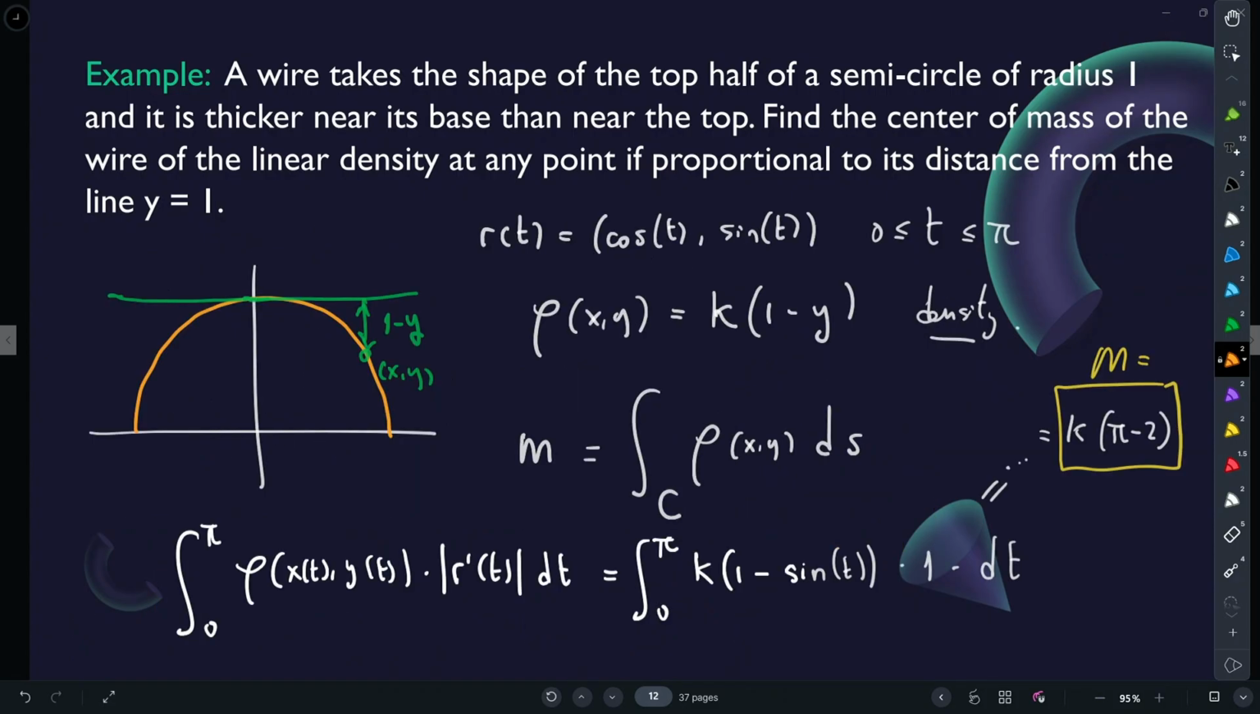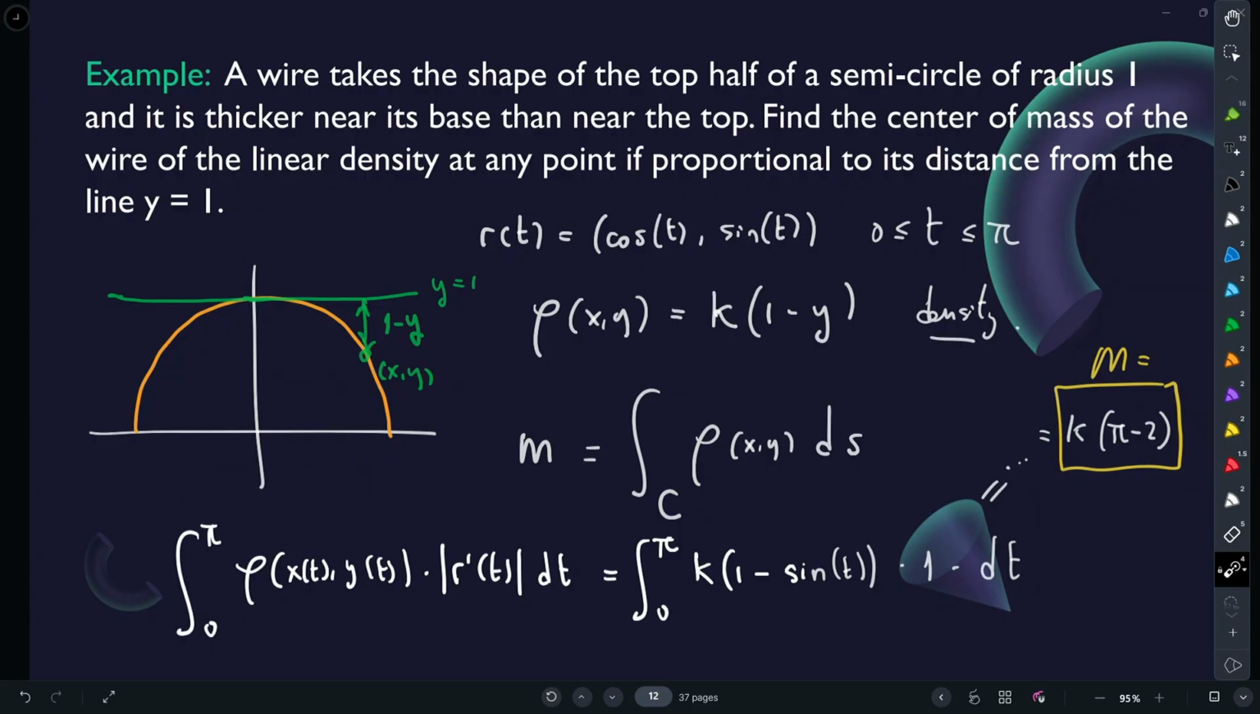How did I figure out that that was the density? They're telling me that there is a linear density, and it is proportional to the distance from the line y equals 1. Proportional means that it's a constant times the distance of the point to the line y equals 1. This line over here is the line y equals 1. The distance from a point to the line is 1 minus y.